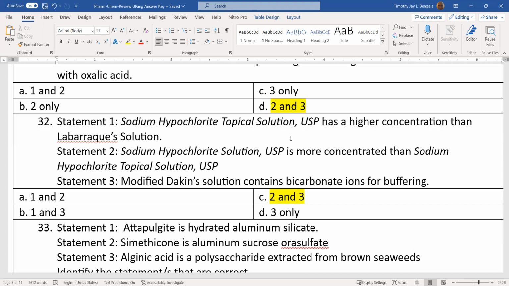Then we have sodium hypochlorite solution is more oxalated than sodium hypochlorite topical solution. So that is correct. So the fact na topical na yung isa, so that becomes correct. Then for modified Dakin's, bicarbonate yung ginagamit for buffering. If you have bicarbonate.